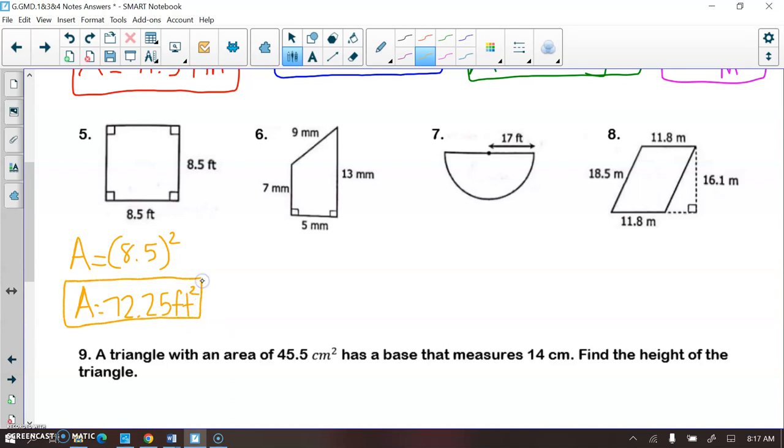Next problem is a trapezoid that's turned sideways. My height is that 5, and my bases are the 7 and the 13. So my area formula is 1/2 times my height of 5 times the sum of my two bases. So if I do a 1/2 times a 5, I get a 2.5. A 7 plus a 13 is a 20. So a 20 times a 2.5 comes out to be an area of 50.